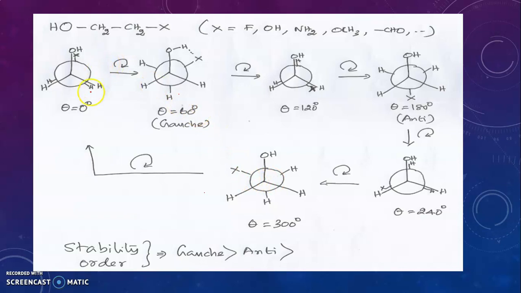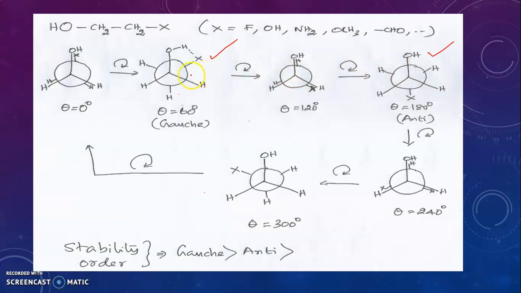Okay, now this is eclipsed conformation. This is staggered, eclipsed, staggered, eclipsed, staggered. In general, staggered conformations are more stable than eclipsed conformations. So here we have a staggered conformation and another staggered conformation here. And these two are actually one and the same, because this is gauche, this is also gauche. So I'm going to consider only these two.